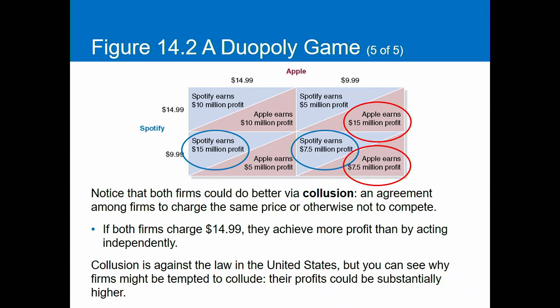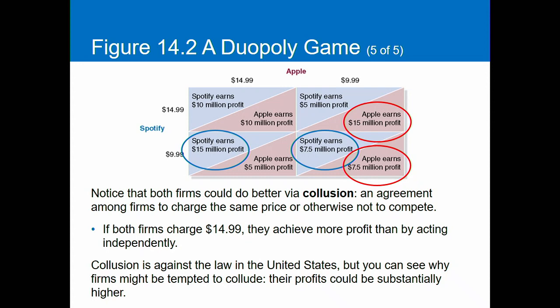The reason why they can't just come to it, I guess, intuitively without discussing it or reaching an agreement is that, let's say Spotify and Apple are both selling at $14.99. So they're both earning a $10 million profit. Then Apple says, well, the hell with this, I can sell even more if I lower the price. So they drop the price to $9.99. Spotify goes from earning $10 million to $5 million in profit. Apple increases their profit from $10 million to $15 million.